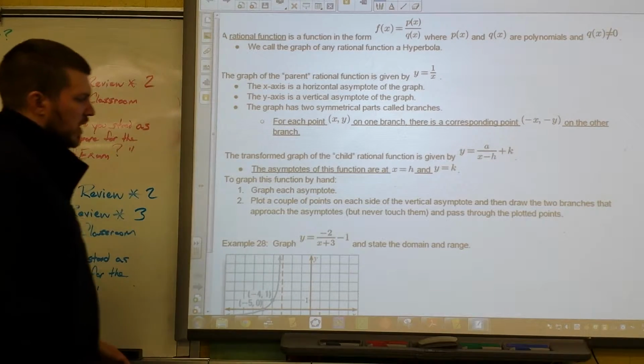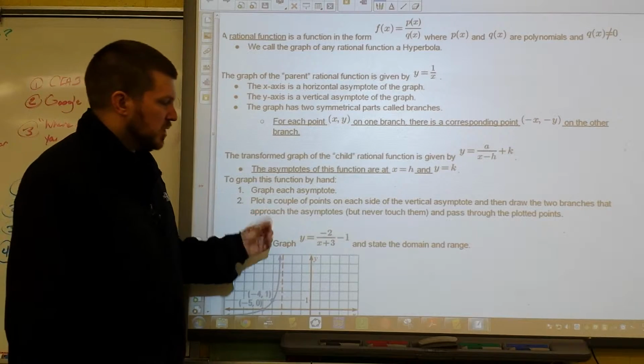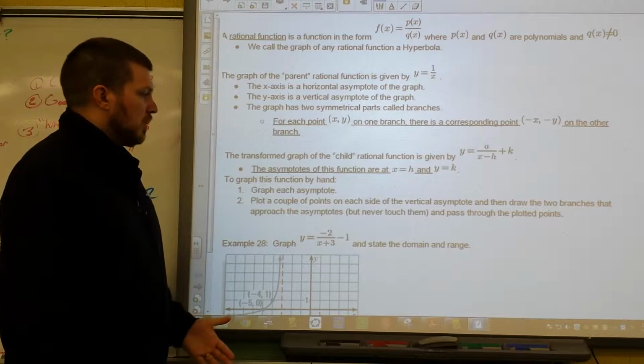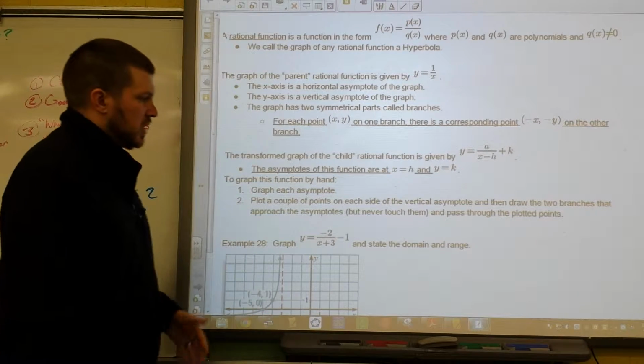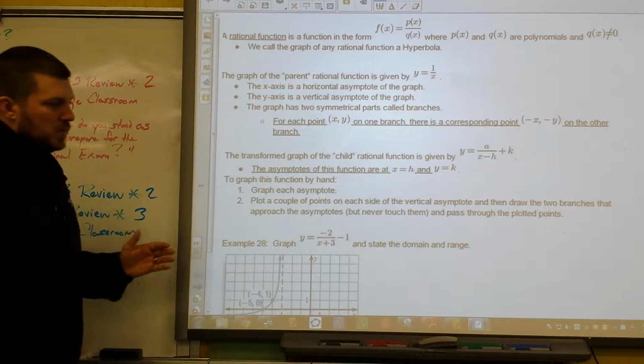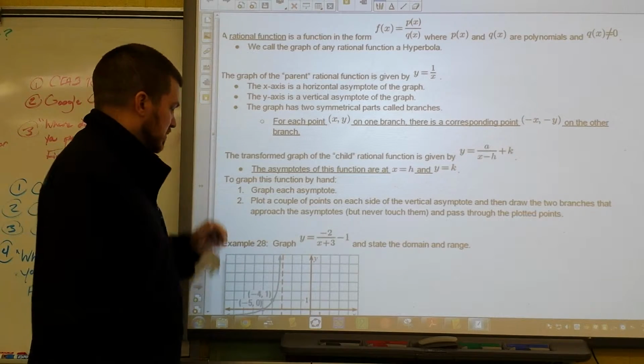To graph this function by hand, what we're going to do is actually graph each asymptote first, and then we're going to plot a couple of points on each side of the vertical asymptote, and then draw the two branches that pass through those 2 points. Just remember that our graph is never going to touch the asymptotes.